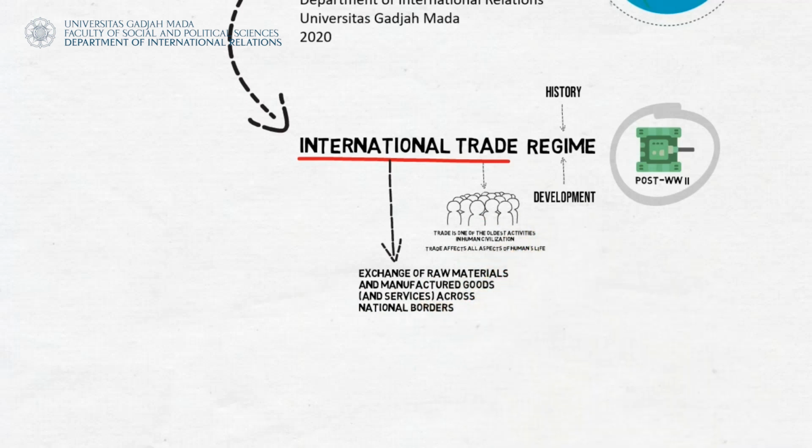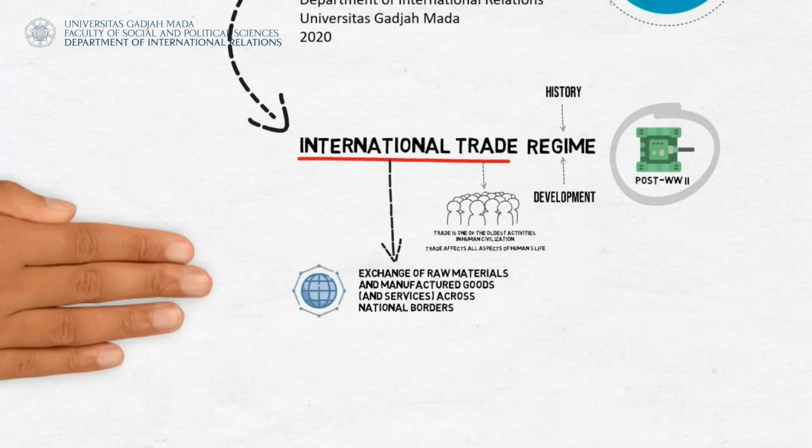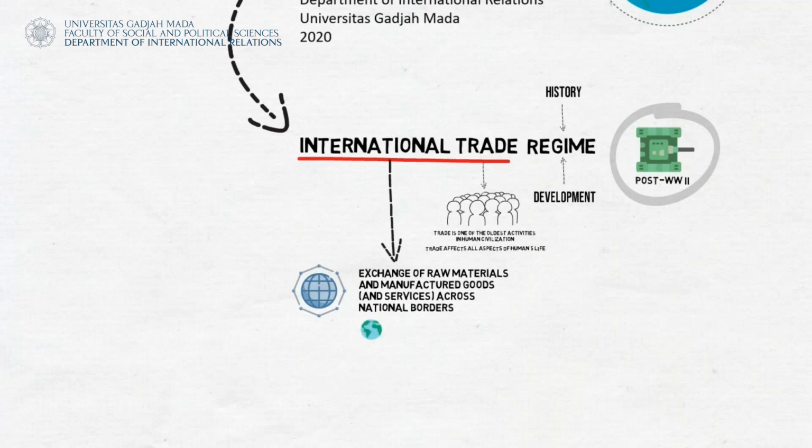The main reasons why a state engages in international trade is because it's almost impossible for a single country to fulfill its own needs. Due to geographical and climate conditions, or probably because of lack of natural resources and also its limited production capacity and technology.